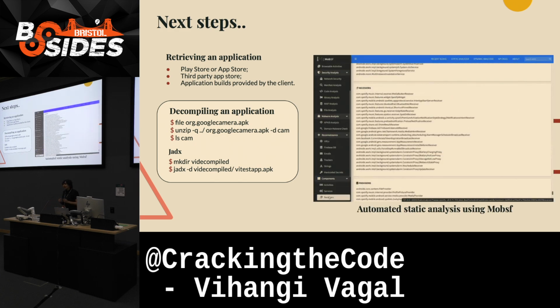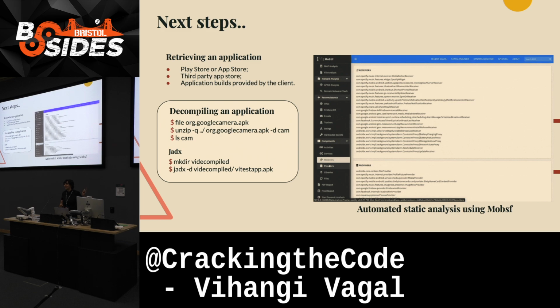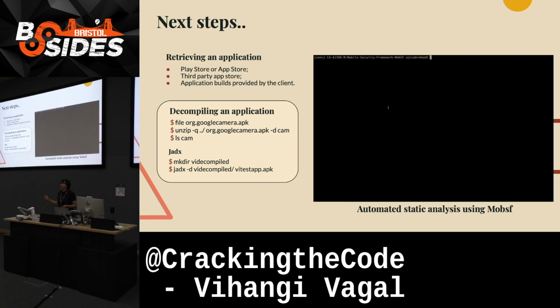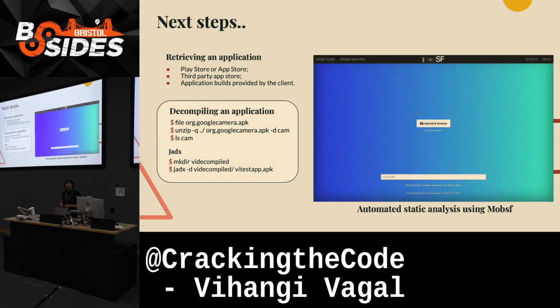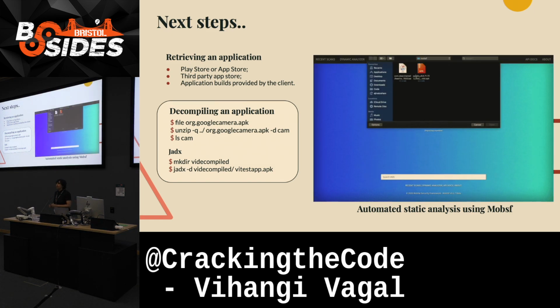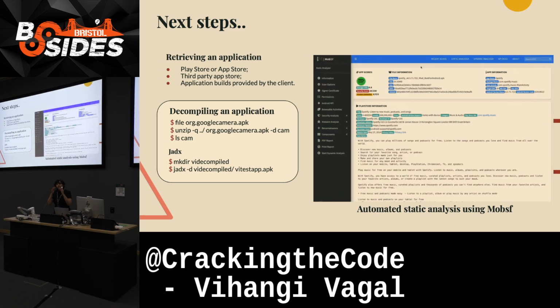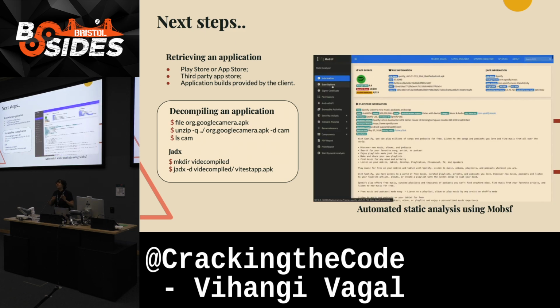If you're really lazy, you can also use MobSF. But like any other automated scanner, you don't want to rely on this. You want to use this as a starting reference point: okay, these are the vulnerabilities that have been flagged, we can go manually check them.